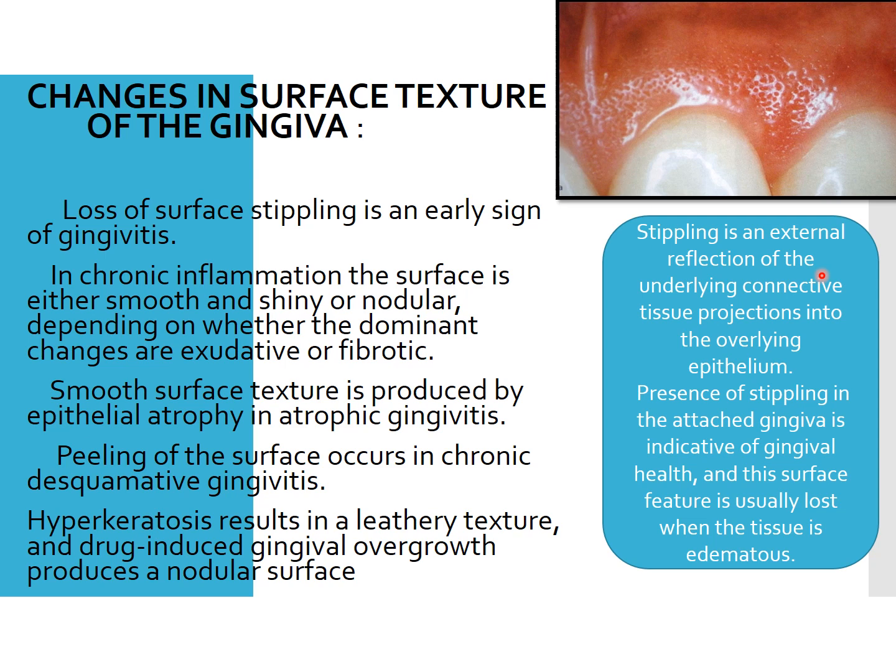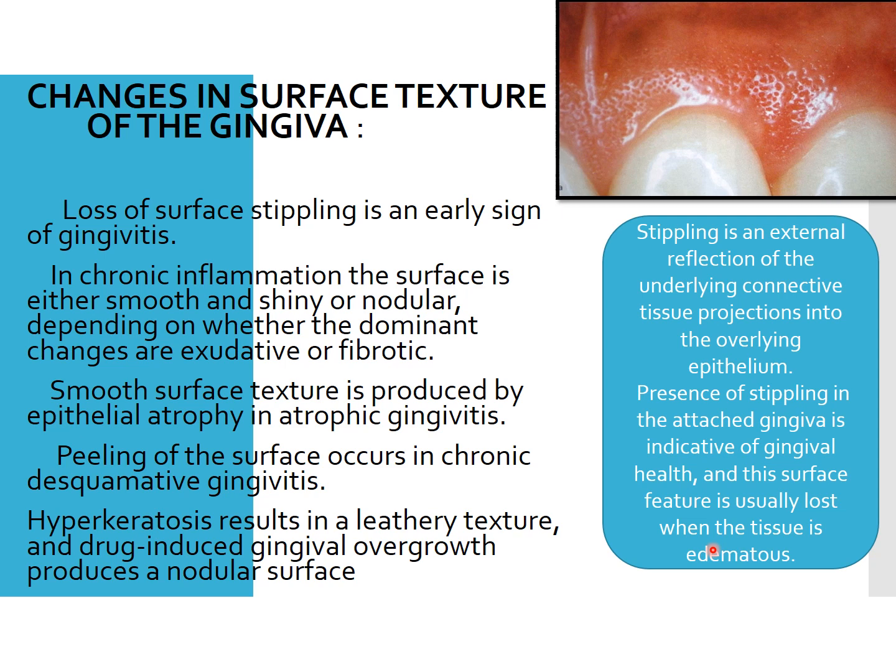We have already studied the structures of the epithelium and the connective tissue. There will be papillary projections, and that is the main reason for this. The connective tissue projections into the overlying epithelium are seen as this stippling. The presence of stippling in attached gingiva is indicative of gingival health, and this surface structure is usually lost when it is edematous. So in a disease condition, you cannot see clear-cut stippling.